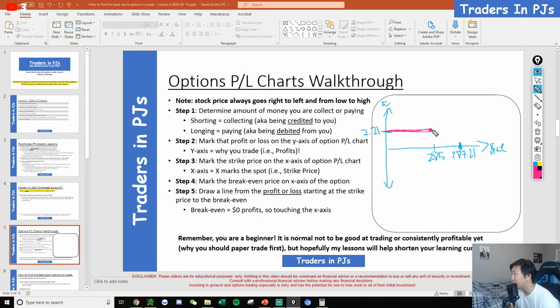And then you draw a line from this little point here to the break-even price, which is zero profit right here. And then you lose infinite money for every dollar it passes. So if this is 288.21, this would be -1 profit, and then so on and so forth. Hopefully you get it now. So we'll do a quick example for a put option.